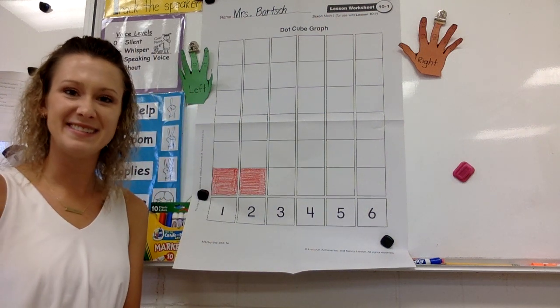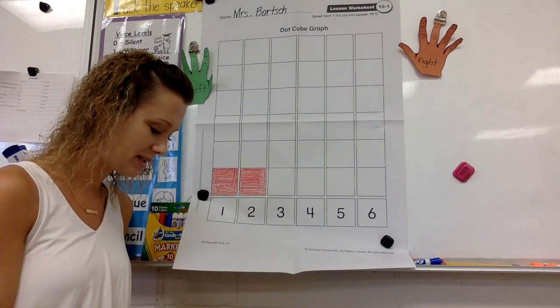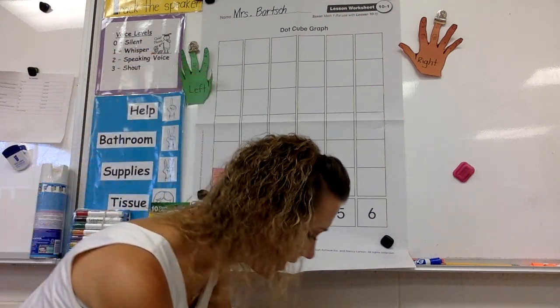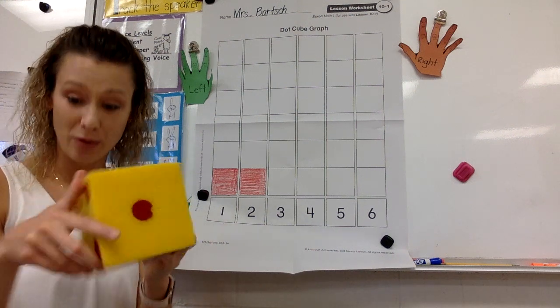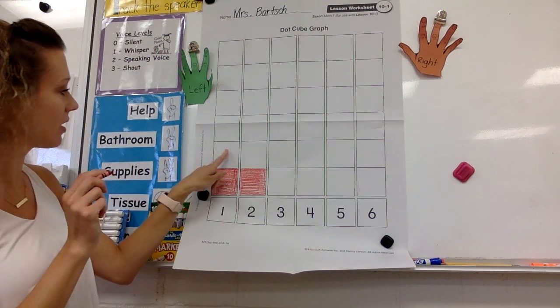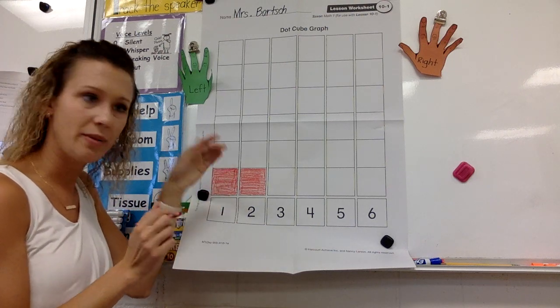Are you ready? Here we go. Here's my dice, my die. Look what I rolled. Another number 1. All right, take your red. We're going to color 1 more square by number 1.